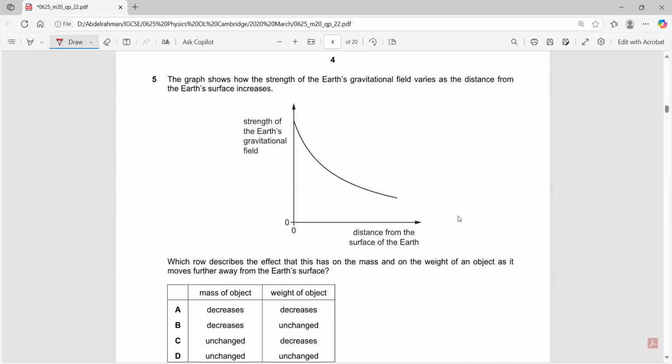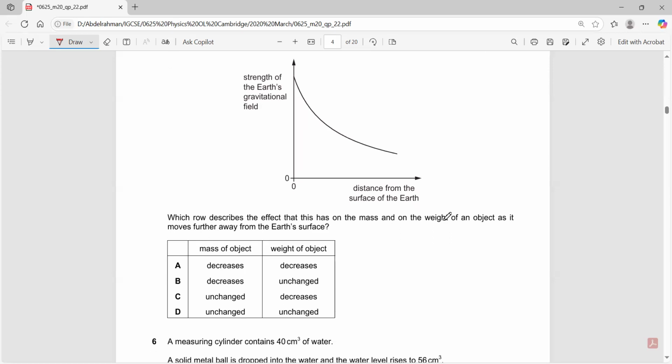You have the strength of the gravitational field and the distance from the Earth. Which row describes the effect that this has on the mass and the weight of the object? Does the mass change as you increase the distance? The mass does not change. No, you haven't removed any of the mass of this object, so the mass is unchanged. What about the weight? It decreases, yes. As you move further away, the weight decreases.